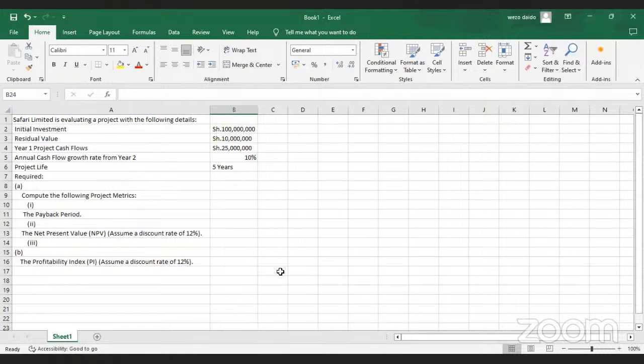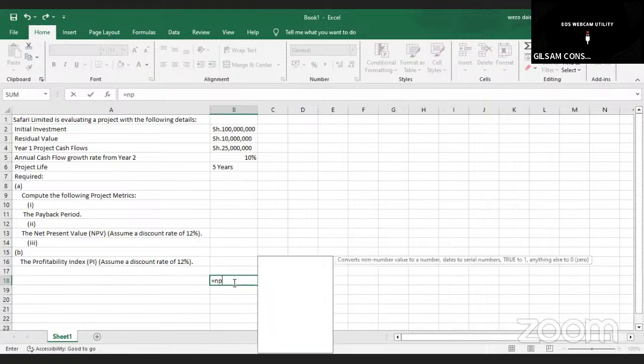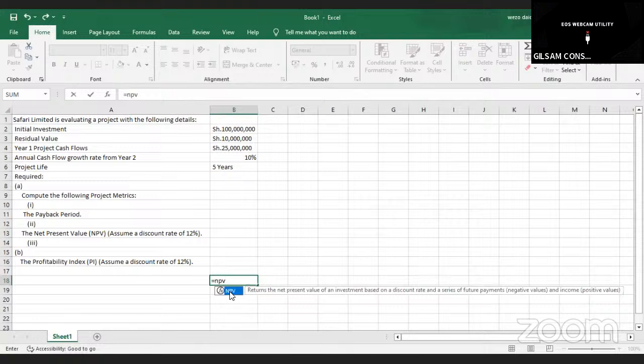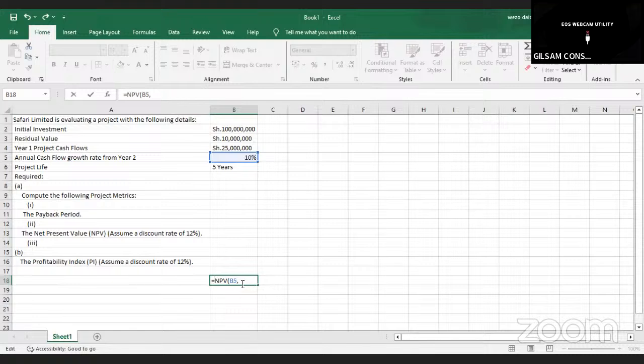So NPV now, yes, growth. It is just one because we don't need a lot of cash flows. It is only one cash flow. So we'll get the NPV. That is the rate. And then comma, the value one. The value one is the cash flow, projected cash flow year one.